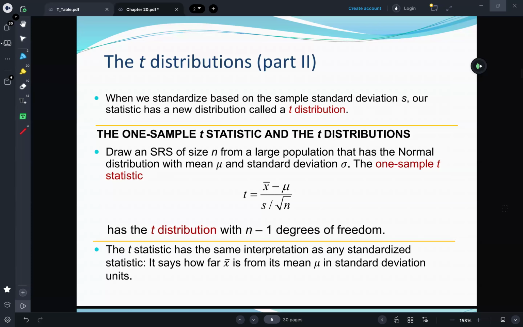He had to call it T. He couldn't put it after his own name because it was Guinness Brewery. He wasn't allowed to use his own name because it was Guinness Brewery. So they just called it T. Yeah, so it's sort of like that. We'll see it in a moment. I have uploaded the T distribution table for everyone on Brightspace. You go to it, you'll see it.